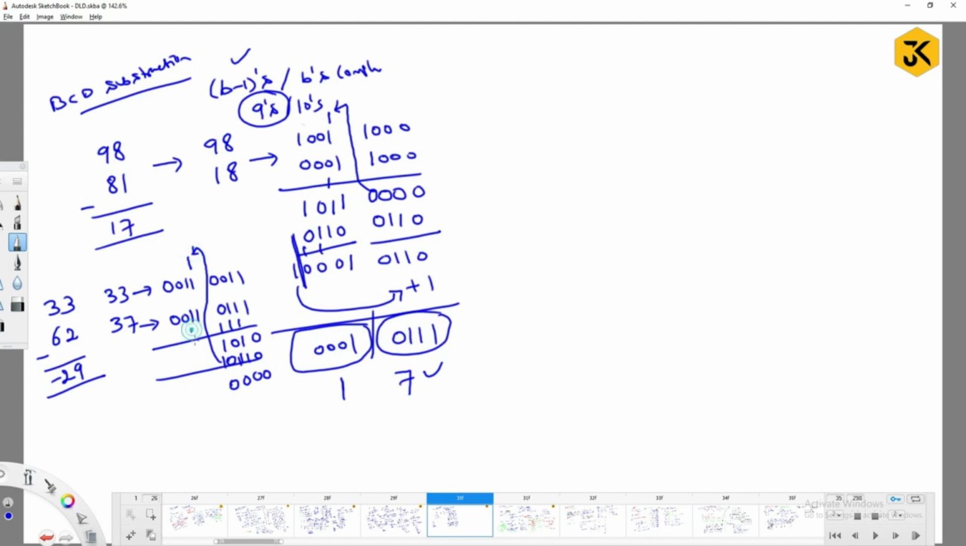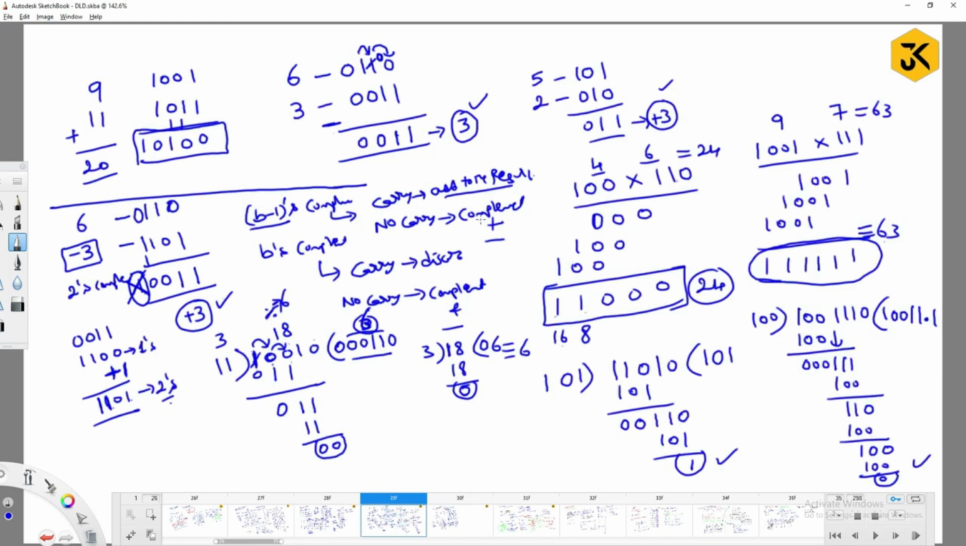Now what is 111? 11. 111 is 11, 1, 0, 1. Is it invalid? No. When it is not invalid and no carry is generated, there is no problem. So 0111 followed by 0000. So 0111 means 70. So when you are trying to perform 9's complement subtraction, if there is no carry generated, what you have to do?